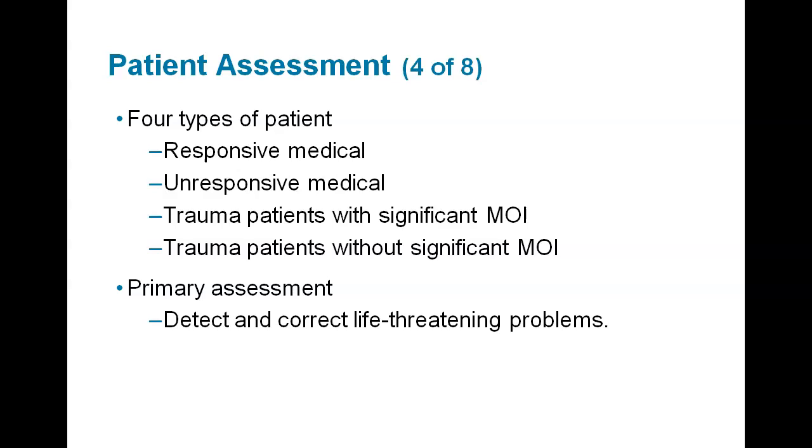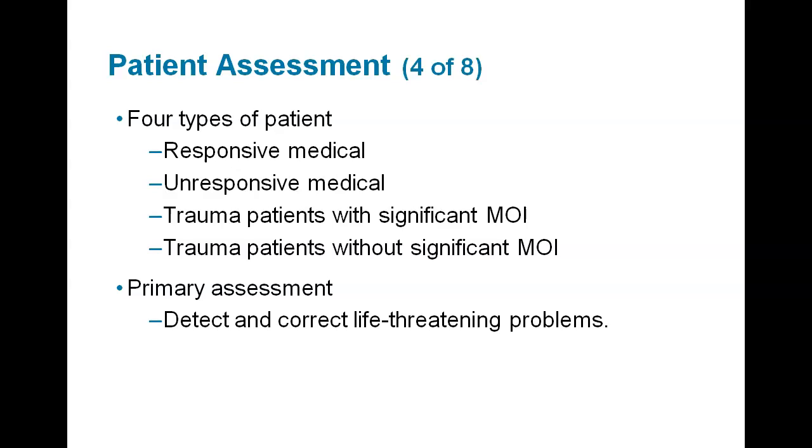Okay, so you have 4 types of patients. You have a responsive medical patient. You have unresponsive medical patient. So medical is where the patient has or they're describing symptoms of an illness. Then you have trauma patients with or without a significant MOI. So MOI stands for mechanism of injury. And these patients have a physical injury that was caused by an external force. And we'll talk a little bit more later about significant MOI and insignificant and what that means.